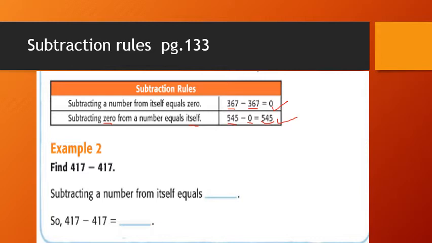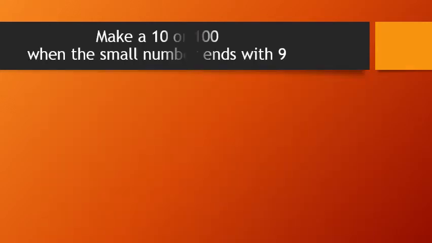Okay, let's see this example for the subtraction rules. Find 417 minus 417. Of course, is equal to, bravo, 0, because I subtracted the number from itself. Now, this is easy. The second strategy to subtract mentally.